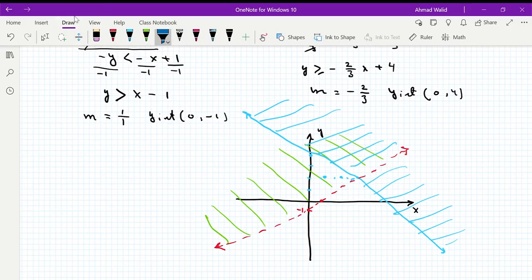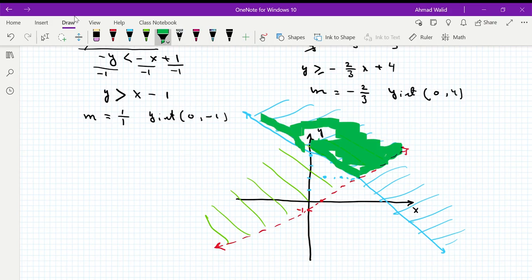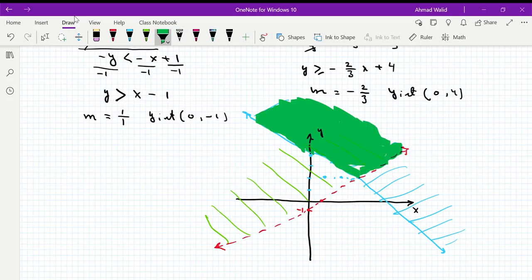If I choose this pen with this color, what I will shade, the only area which is the solution for the system of the linear inequality is this part. You can make it darker like this, or you can erase the rest and only keep the shading area where both shades overlap each other. That is the solution, not this area.